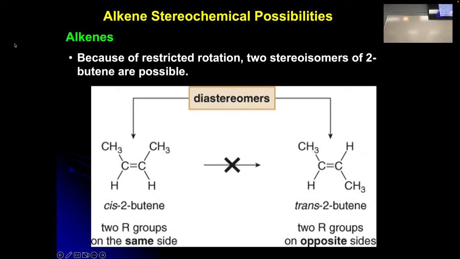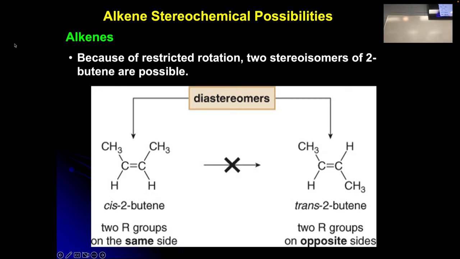What's the 2? That's the location of the double bond. I can have 1-butene, which would put the double bond here. Does it have cis and trans? No, it does not. You have to have 2 similar groups on opposite carbons of an alkene to have cis and trans.